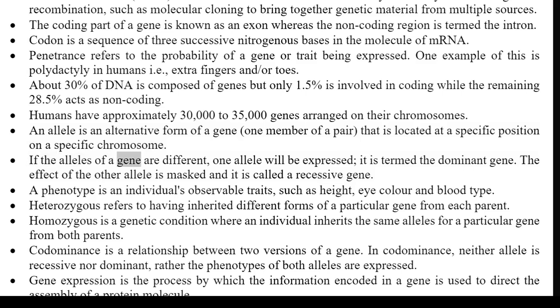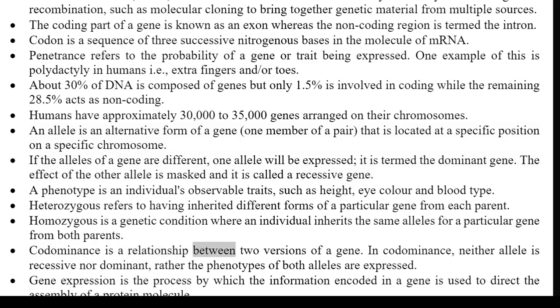If the alleles of a gene are different, one allele will be expressed. It is termed the dominant gene. The effect of the other allele is masked and it is called a recessive gene. A phenotype is an individual's observable traits, such as height, eye color, and blood type. Heterozygous refers to having inherited different forms of a particular gene from each parent. Homozygous is a genetic condition where an individual inherits the same alleles for a particular gene from both parents.